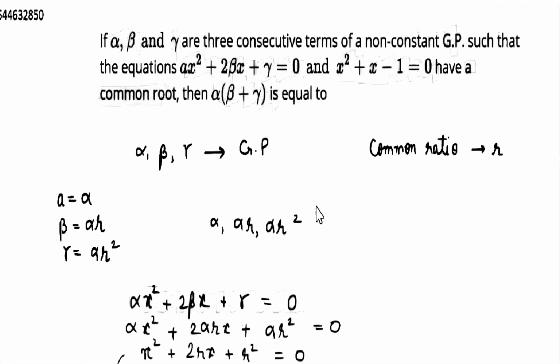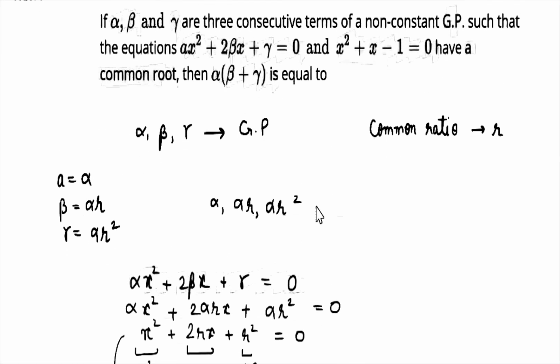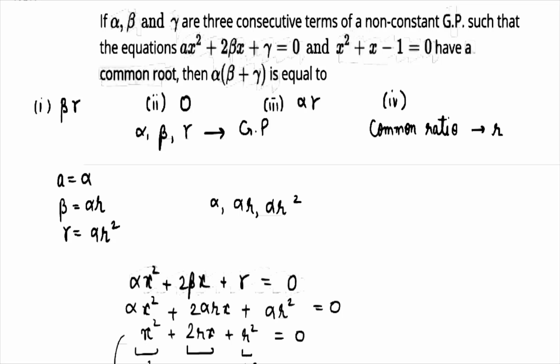Now, we have to evaluate the value of alpha into beta plus gamma, and we have been given 4 options. So, let me write the 4 options first. The first option is beta gamma. The second option given was 0. The third option is alpha into gamma, and the fourth option given is alpha into beta.